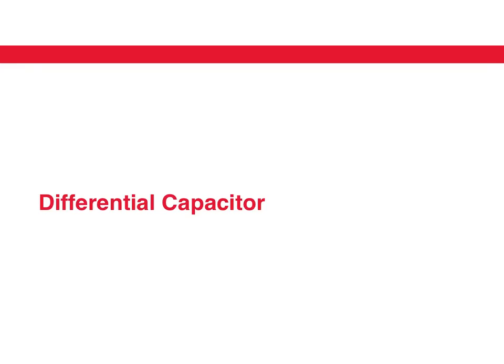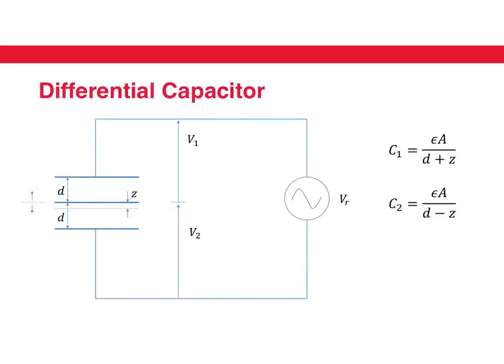In this section, we are looking at differential capacitors and how they can be used to make sensors. There are a lot of advantages of having sensors that are differential. For example, in this case, you have an arrangement where there are two capacitors. One capacitor is formed by these two plates, and another capacitor is formed by this plate and this plate. So the center plate is common between the two capacitors.